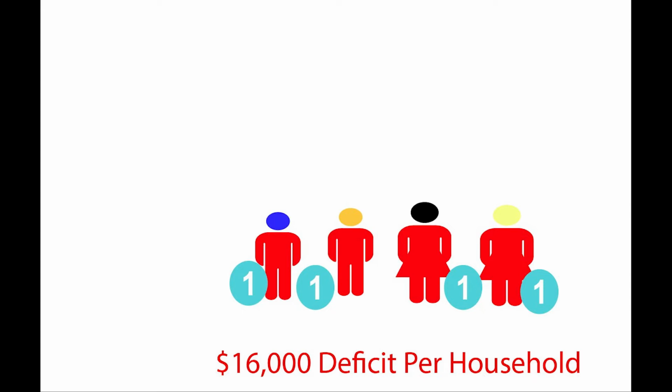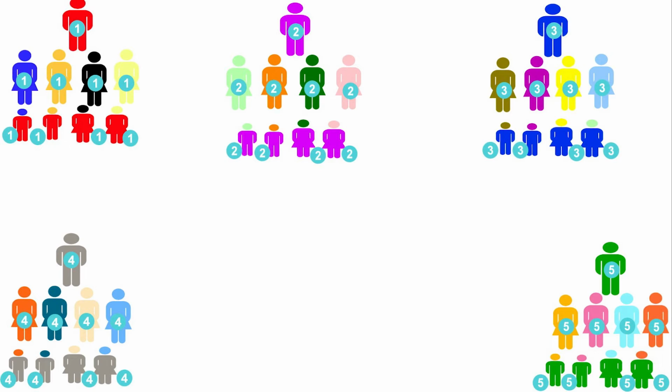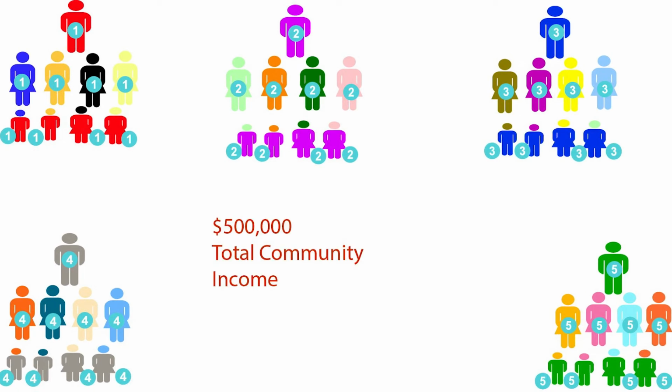We can't even begin to talk about the loss of opportunities for family vacations, extracurricular activities for the children, and so on and so forth. So let's move along and entertain what it's like for this neighborhood where each household is operating with an income of $100,000 annually, along with a deficit of $16,000.